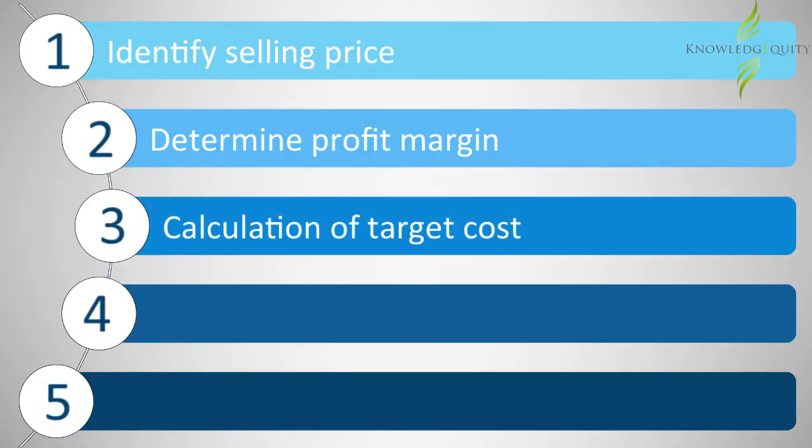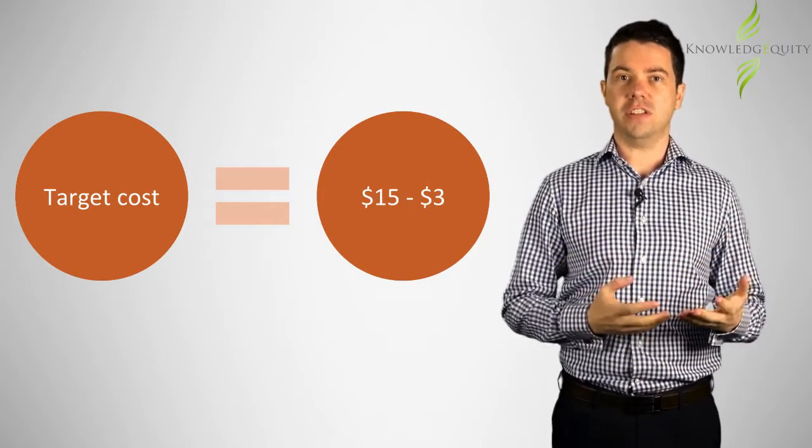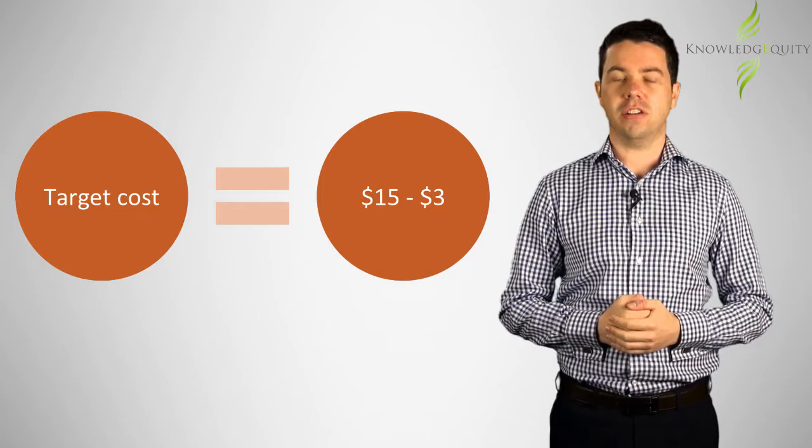Step 3 involves the calculation of target cost. In this example, the target cost is $12. That is the selling price of $15 minus the profit margin of $3.